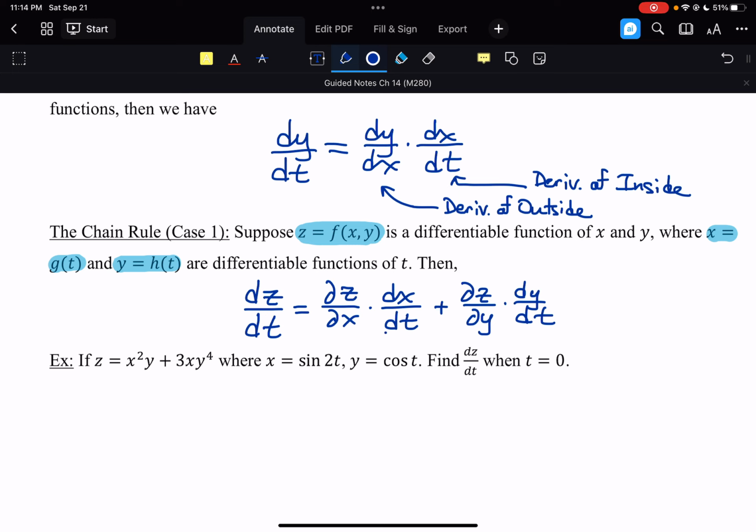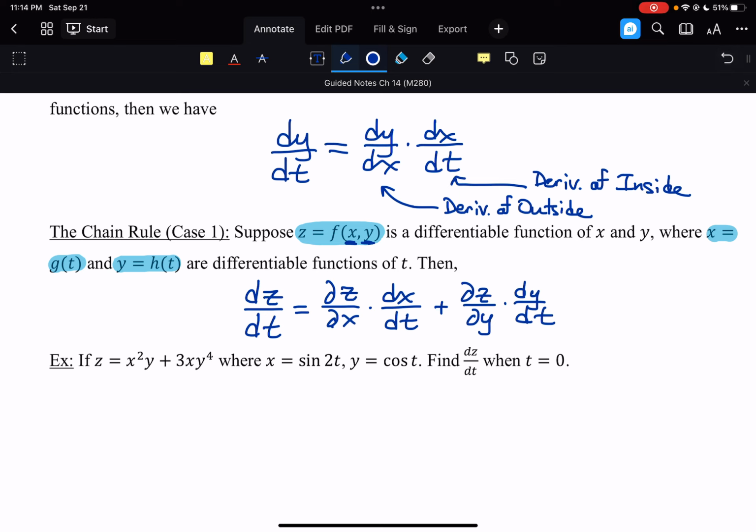Take note of the notation here. These first two terms both use the partial derivative notation because z is a function of two variables. Because there is a choice of variable, we need to use partial derivative notation. Whereas with these two, x and y are just single variable functions only in terms of t, so these are just regular dx dt and dy dt, because there is no choice of variable. It is only the single variable derivative.